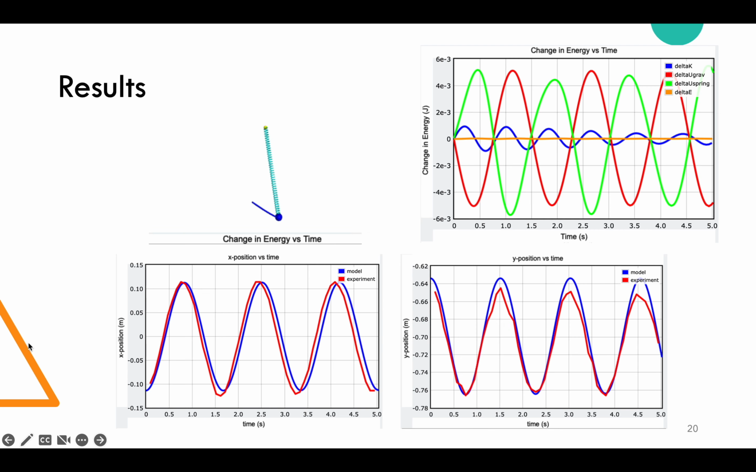So after running the code, this is what GlowScript outputted. You can see the spring moving. The red dot represents the experimental data that I collected in the CSV file, and the blue dot is GlowScript's predicted motion, and they're following each other pretty closely. And then it also outputted these three graphs.